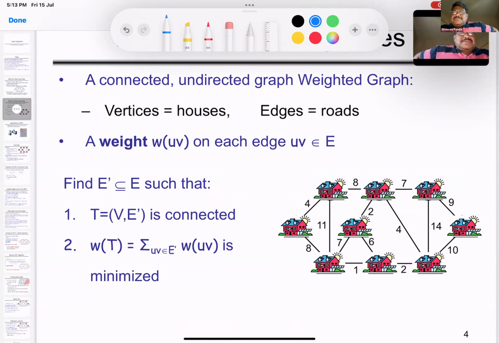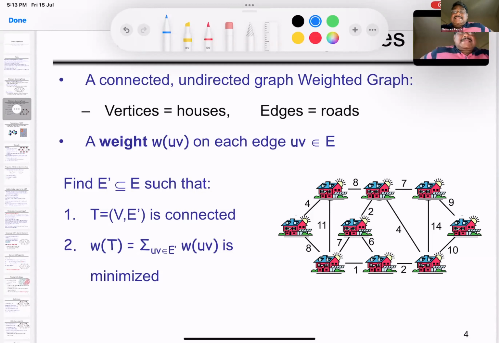Because connectivity means there is a path between any two houses, it must be a connected graph. And since the repair cost is positive, there will not be any cycle because we want to minimize it. So it becomes a minimum spanning tree.